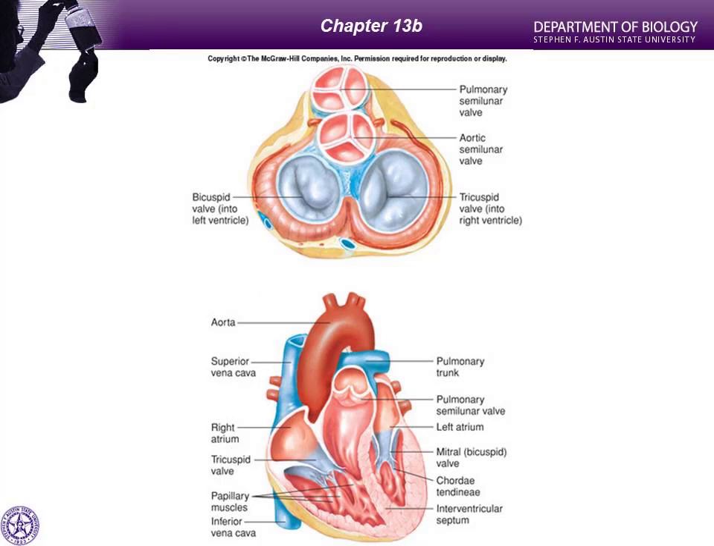But if you look at this top figure, this is somewhat of a cut through what might be thought of as the annulus fibrosus. You can see the tricuspid valve on the right, the bicuspid on the left. But then you can see both of our semilunar valves, and they kind of look like peace signs. And those are our 3 pocket-like cusps that are going to prevent blood from falling back into our ventricles.